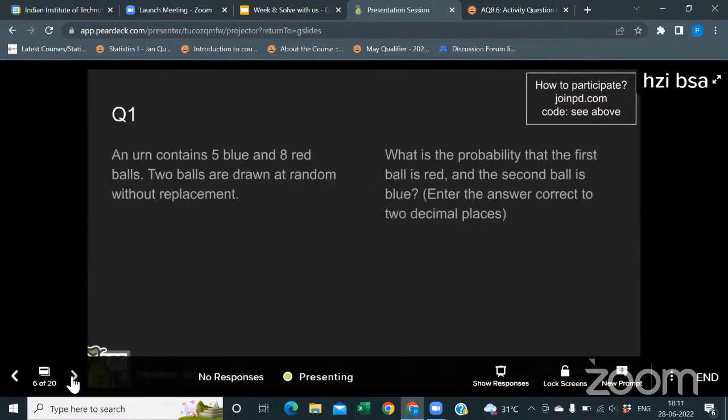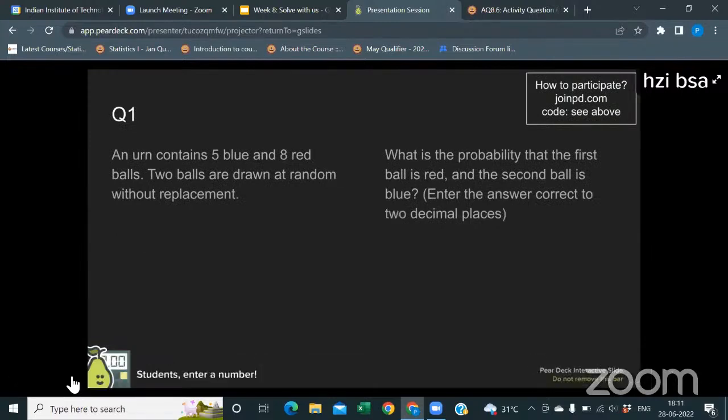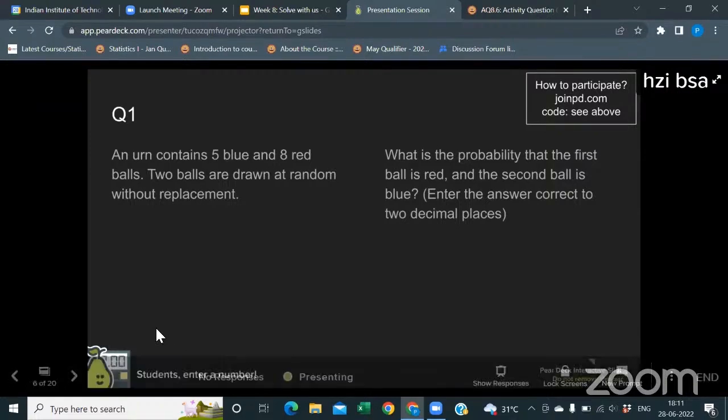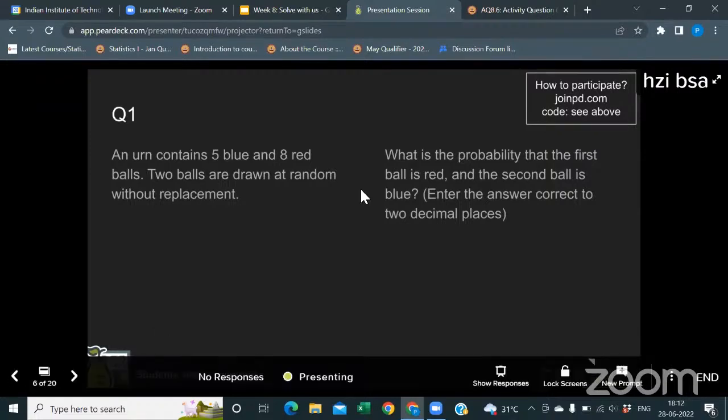This is question one. That was the prelude for this question. You have to use the concept of the previous one in this question. I think 3 to 4 minutes will be more than enough for this question. So please solve and enter your answer up to 2 decimal places.